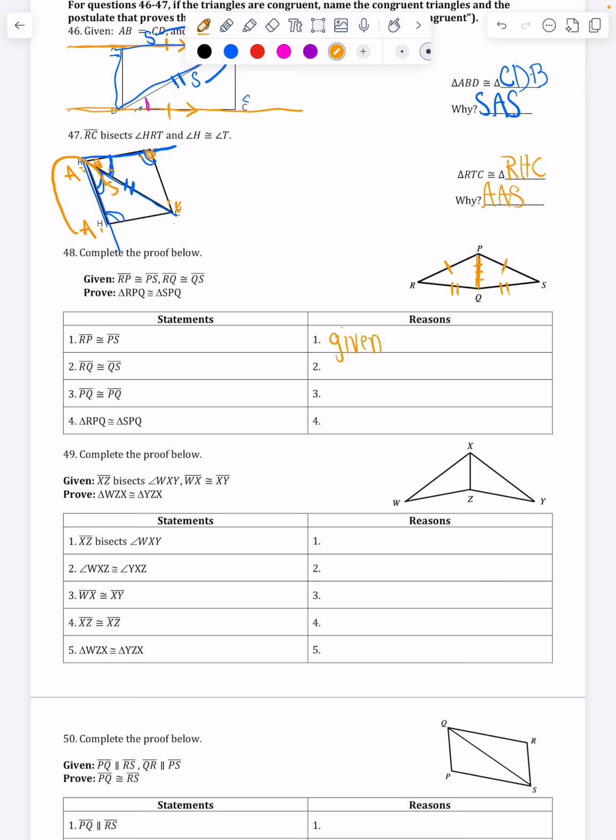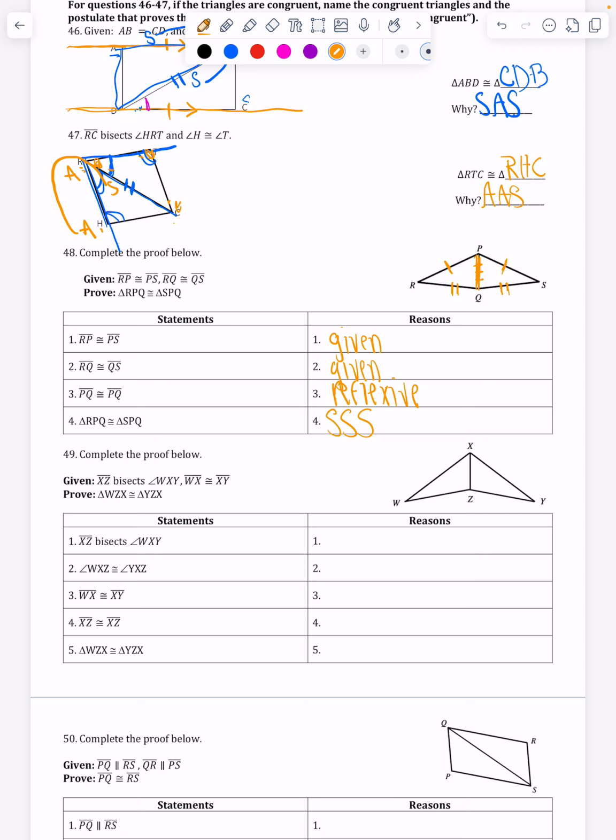Well, number 1 is given. They told us that RP and PS were congruent. Number 2 is given because they also told us that RQ and QS are congruent. And then it says PQ is congruent to PQ. Well, that's reflexive. Same thing, looking at the same thing. And as a result, these triangles would be congruent because of side, side, side.